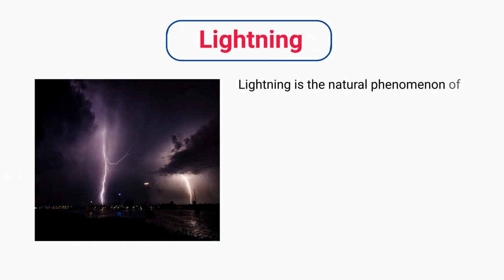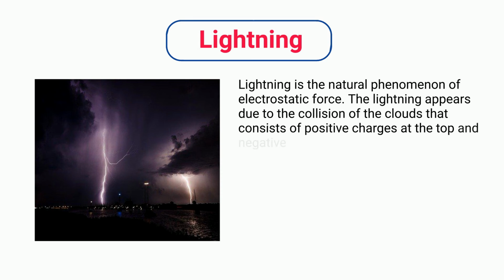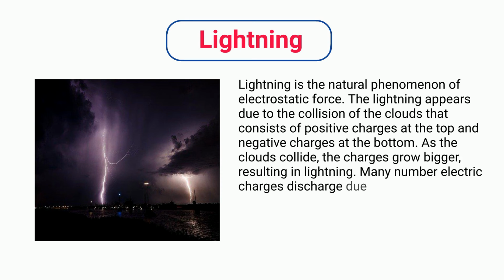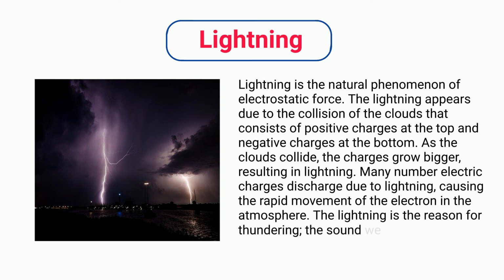Lightning. Lightning is a natural phenomenon of electrostatic force. Lightning appears due to the collision of clouds that consist of positive charges at the top and negative charges at the bottom. As the clouds collide, the charges grow bigger, resulting in lightning. Many electric charges discharge due to lightning, causing rapid movement of electrons in the atmosphere. Lightning is the reason for thunder. The sound we hear is due to the collision of clouds.